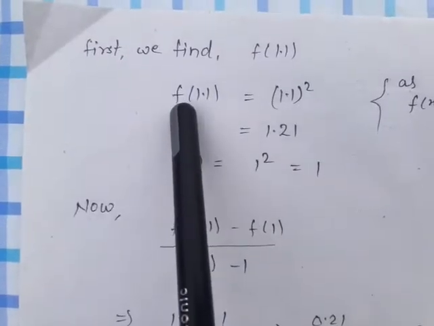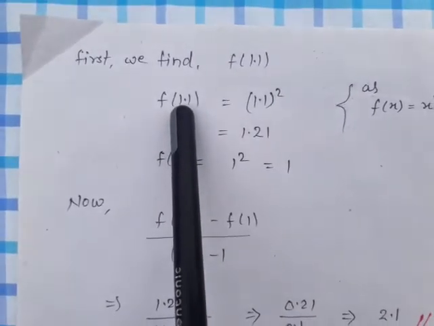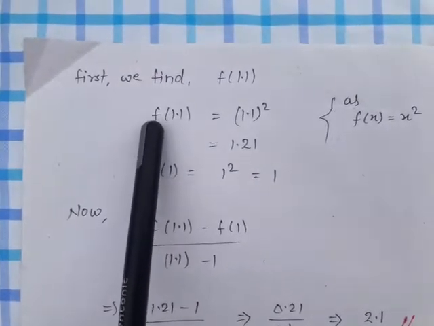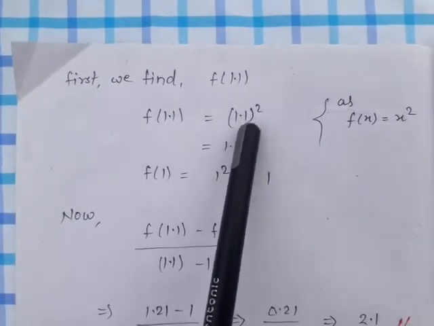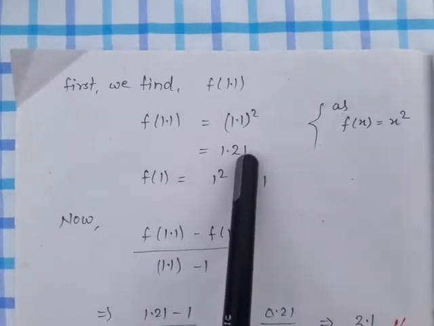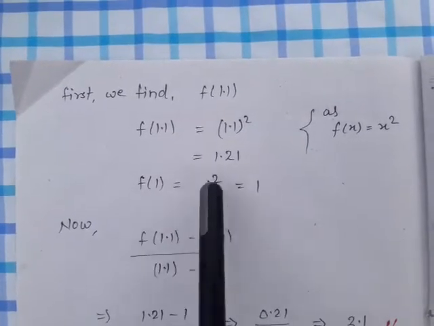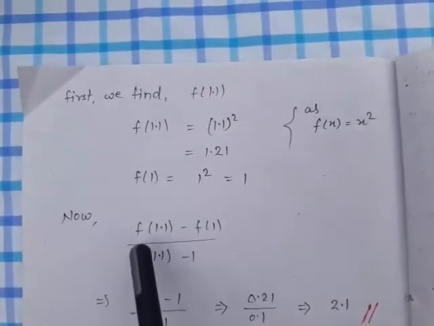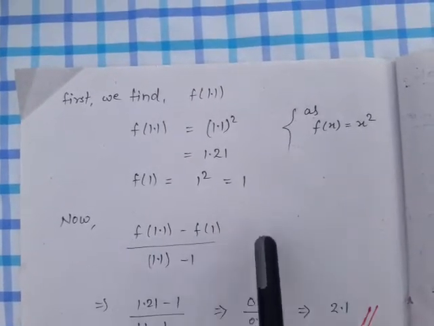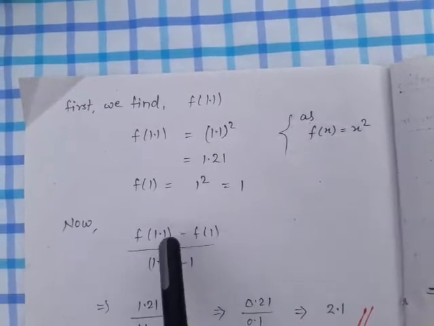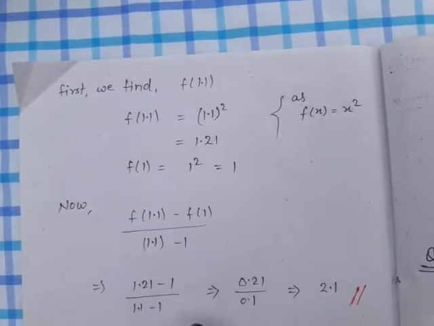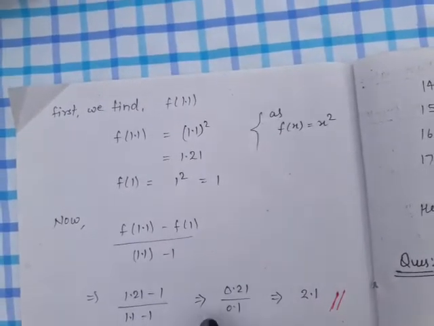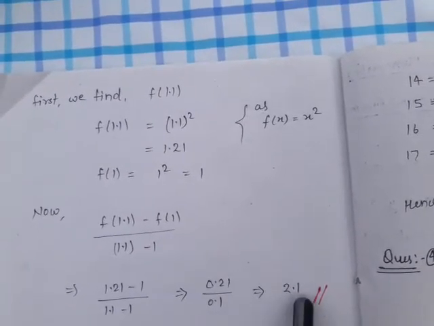In f(x), in place of x we put 1.1. We know that f(x) is equal to x squared, so in place of x we put 1.1. f(1.1) is equal to 1.1 whole squared, which gives 1.21, and f(1) is 1 squared, which is equal to 1. Putting these values in the given expression (f(1.1) minus f(1)) upon (1.1 minus 1), we get (1.21 minus 1) upon (1.1 minus 1). Solving this we get 0.21 upon 0.1, which gives 2.1.